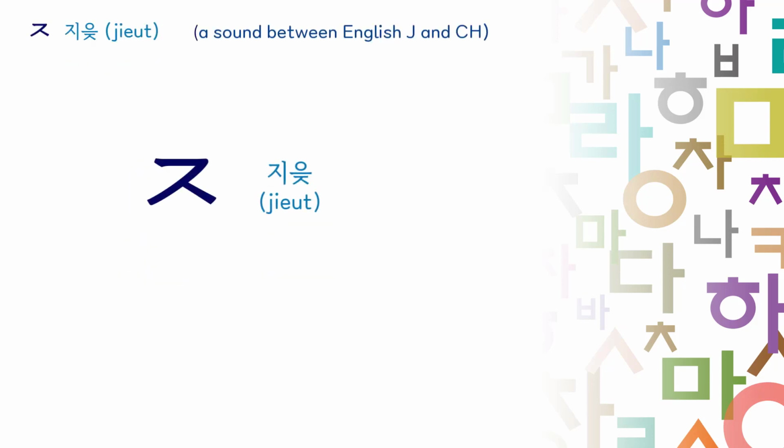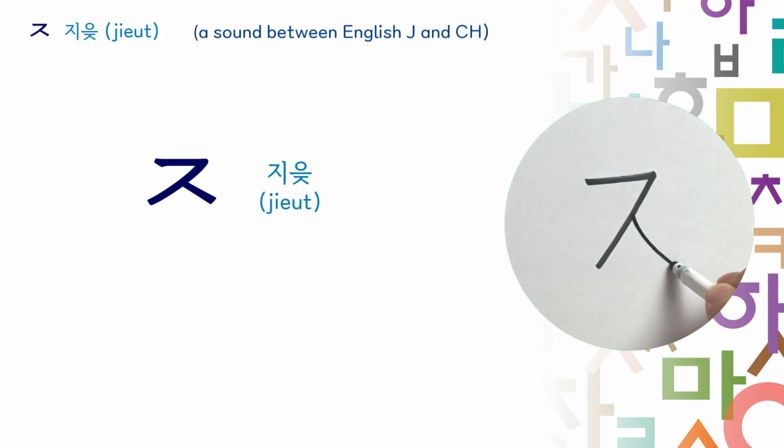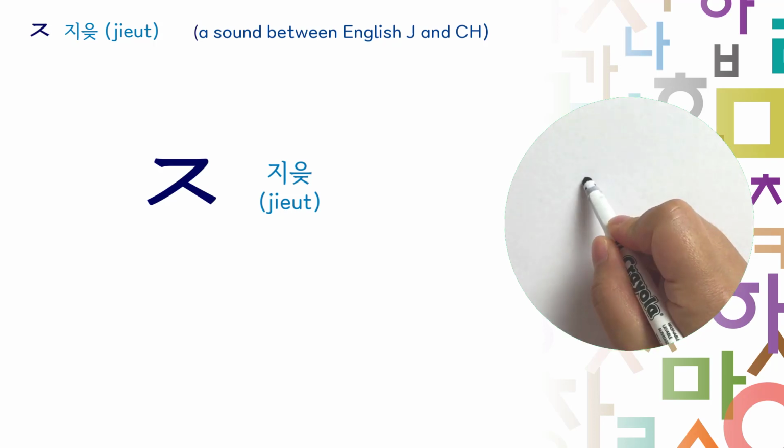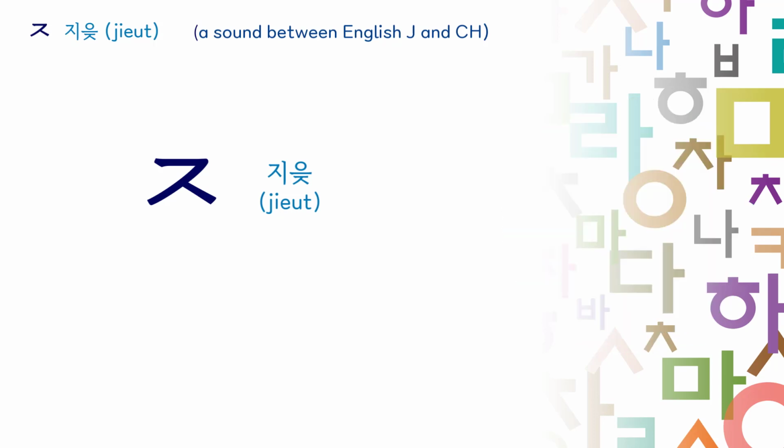The final consonant that's mildly aspirated is 지읒. 지읒 is written like this. 지읒 is regarded as a sound between the English J and CH sounds. And as with the other mildly aspirated sounds, articulation is very similar between 지읒, J, and CH sound.